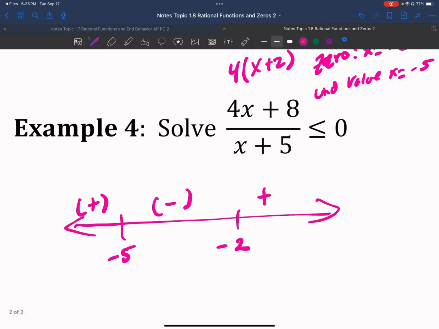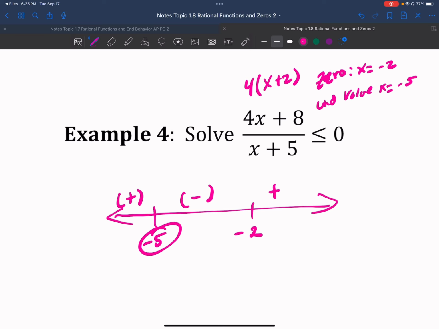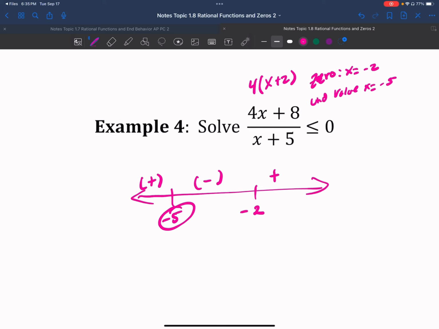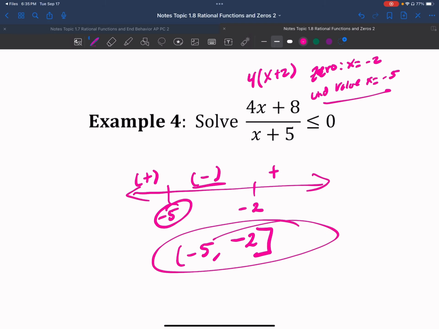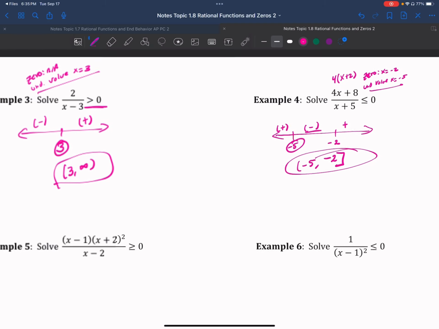After that, I'm going to put my undefined value on here because this one should be excluded no matter what. And now I'm ready to look at my answer. I want it to be less than or equal to 0, meaning I'm looking at my negative intervals. Again, I only have one right here. When I start writing my interval, I start at -5. Again, that number came from my undefined value, so it should always be excluded no matter what. And then I end my interval at -2 with a bracket. So that should be the answer for example number 4.